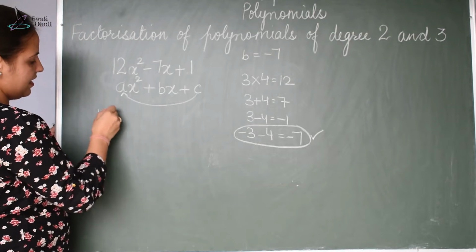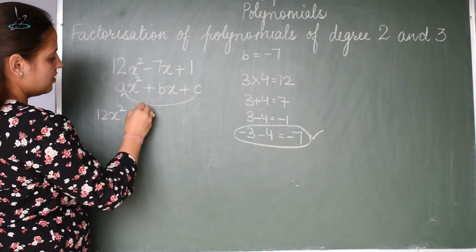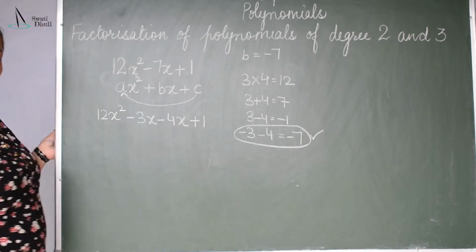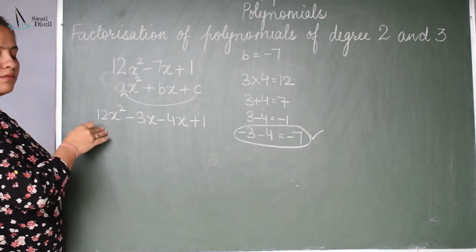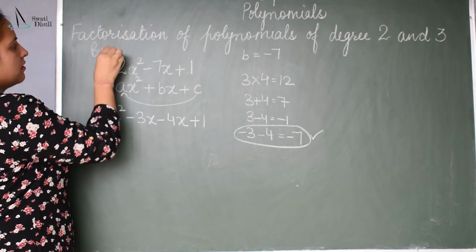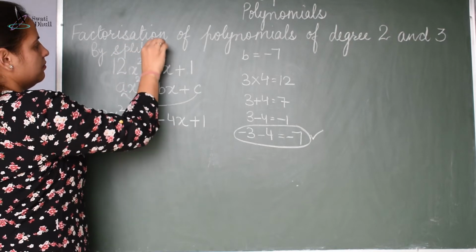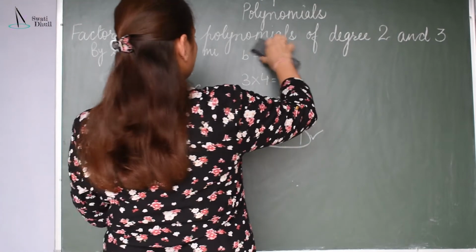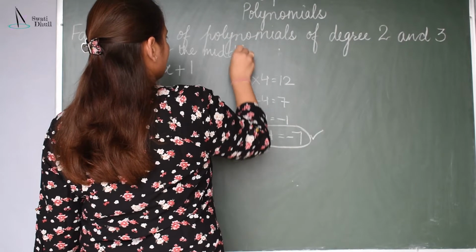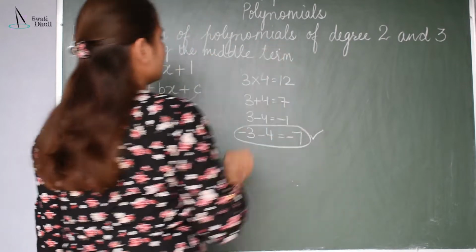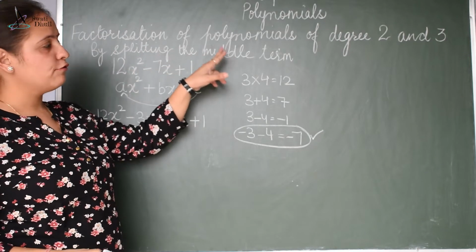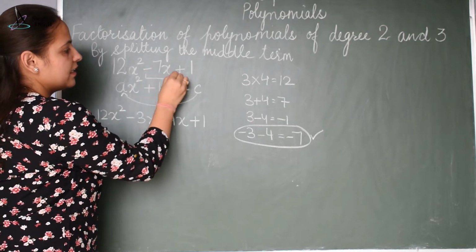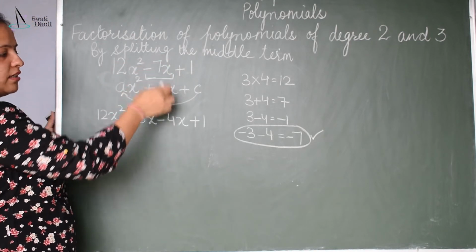So I can write it as 12x square minus 3x minus 4x plus 1. Now the method I am using is by splitting the middle term. This is the splitting the middle term method for factorization of quadratic polynomials. Now what I have done is, I have split the middle term. 3 terms are there, this is the middle term, so I have split it.